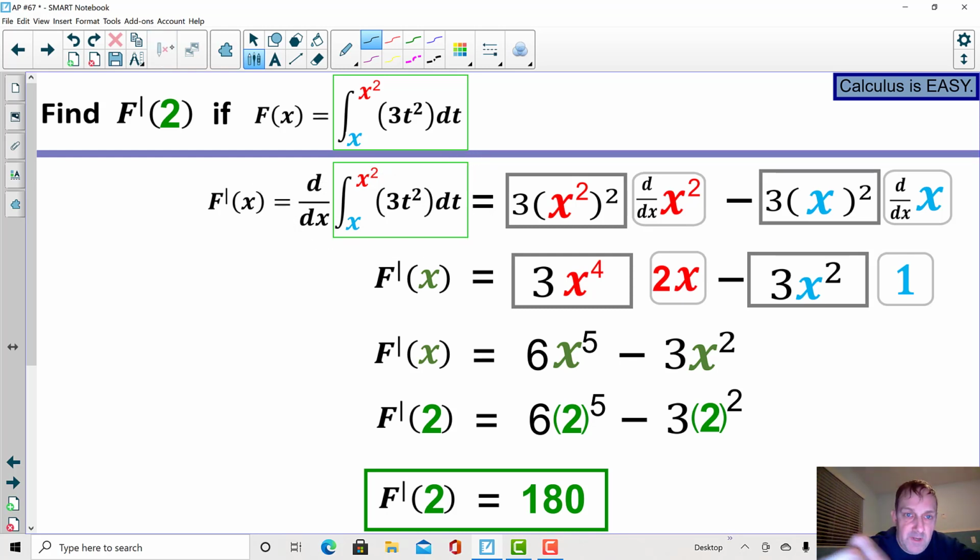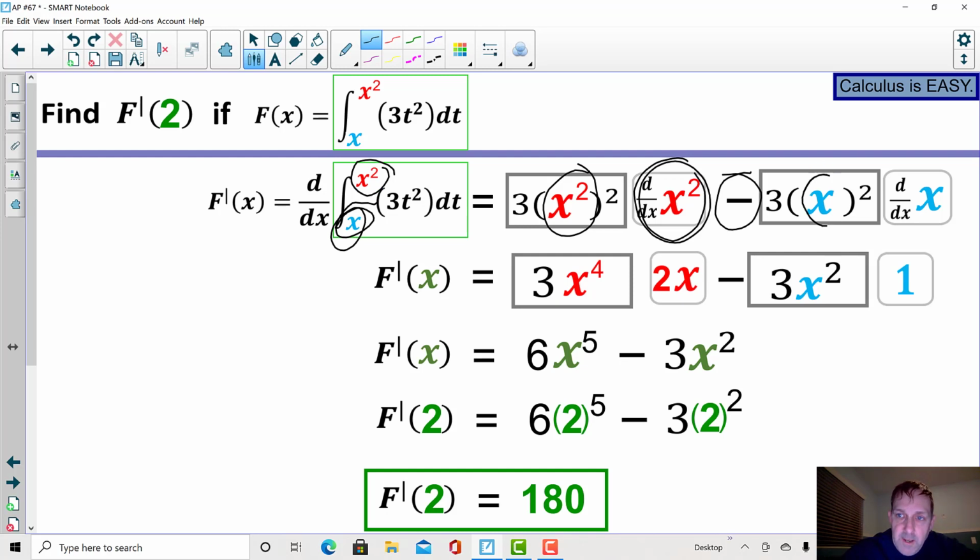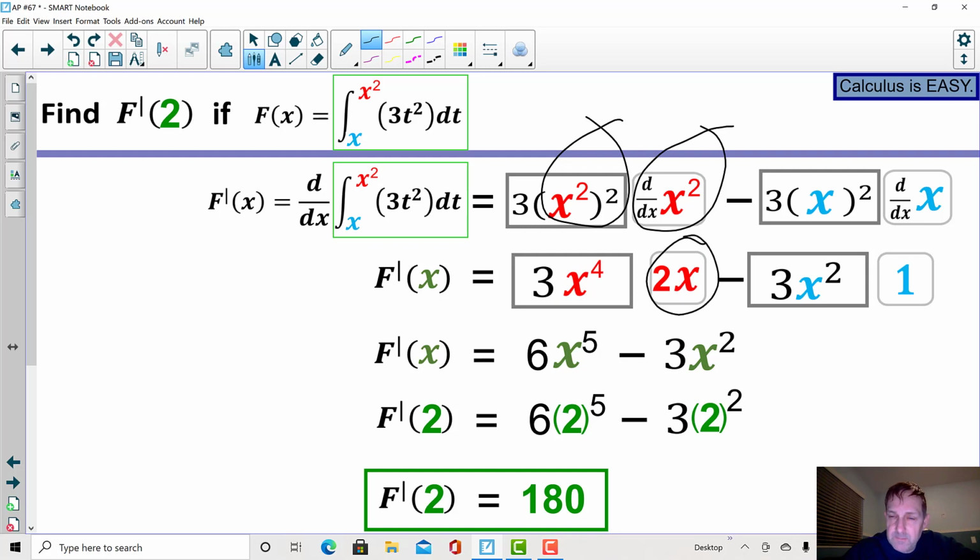Whenever you do a derivative of an integral, you can plug in the top bound. So plug in the x squared, and then we do the derivative of x squared. Then we do minus, and then we'll plug in the lower bound, so plug in our x, and then we got to do the derivative of x. So this piece will be x to the fourth. The derivative of x squared is just 2x. This is just 3x squared. The derivative of x is 1.